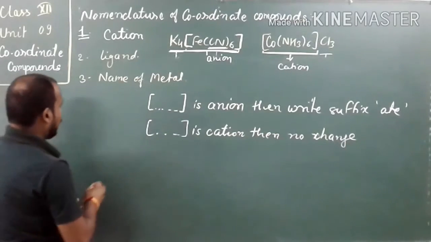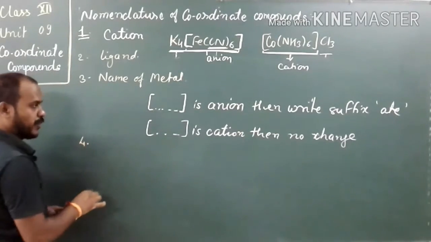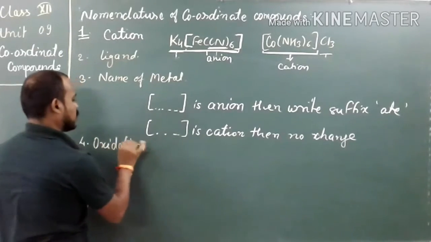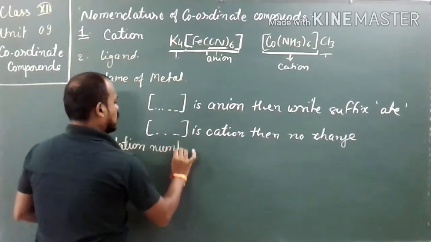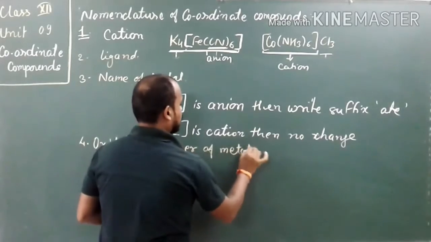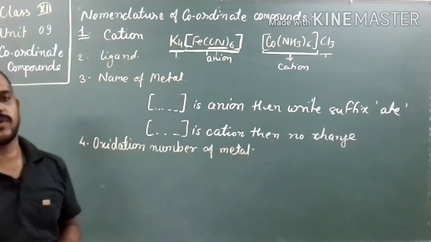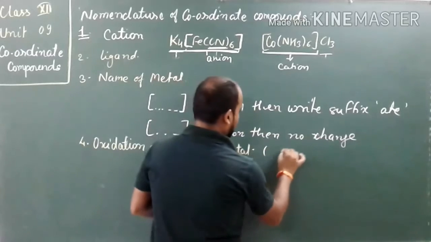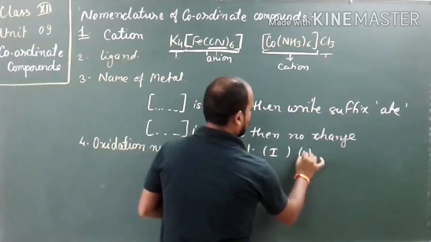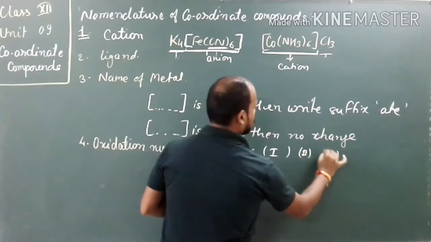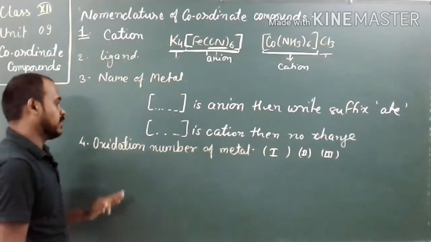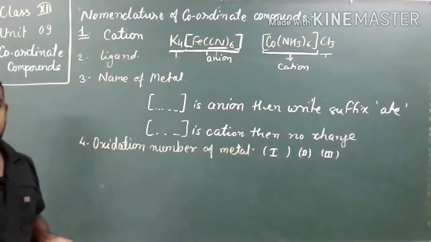So after the name of metal, the fourth point is the oxidation number of metal. Now we have to write the oxidation number of metal in Roman numerals in parentheses, like this, 1 or 2 or 3. Okay, oxidation number we have to write. So now the question is, how can we calculate the oxidation number?